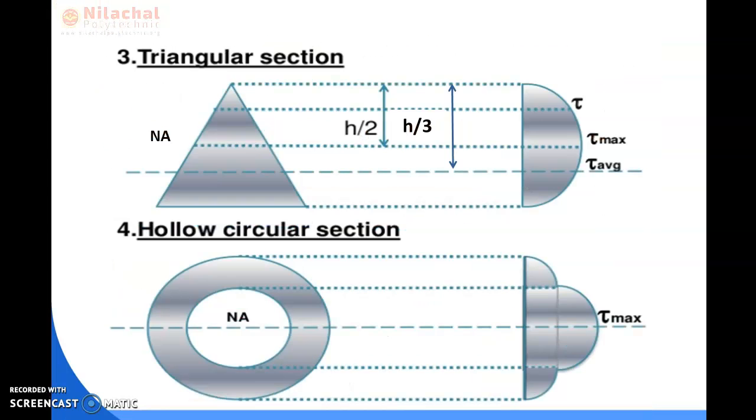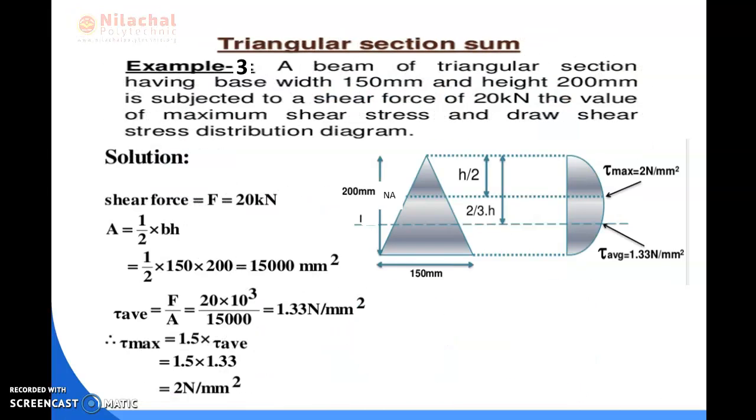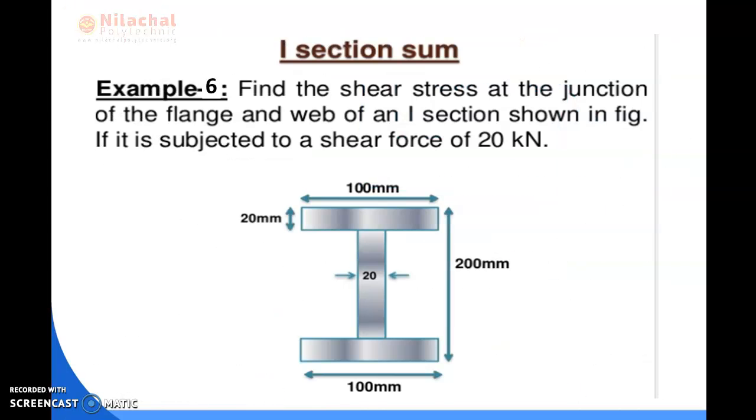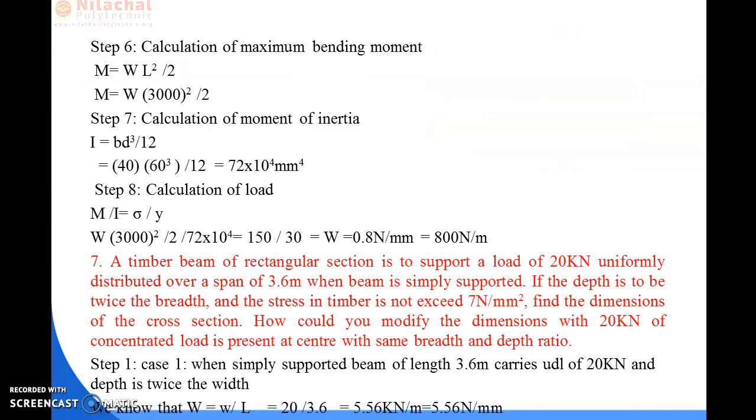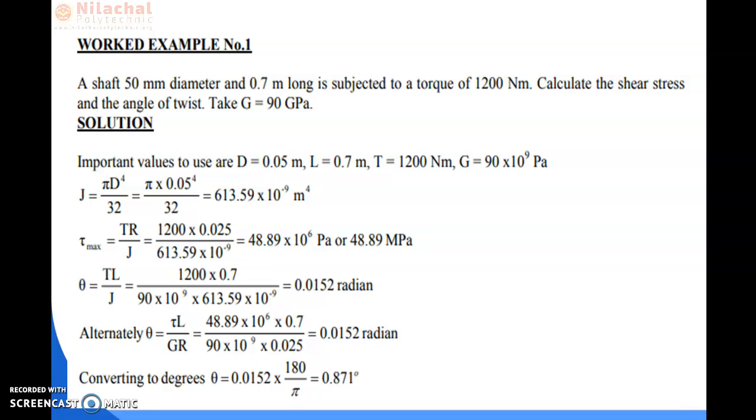Now we can solve some numericals regarding the torsion. This is your first question regarding torsion. Here a shaft of 50 mm diameter and 0.7 meter long is subjected to a torque of 1200 Newton meter. Calculate the shear stress and the angle of twist, where G is equal to 90 GPa.